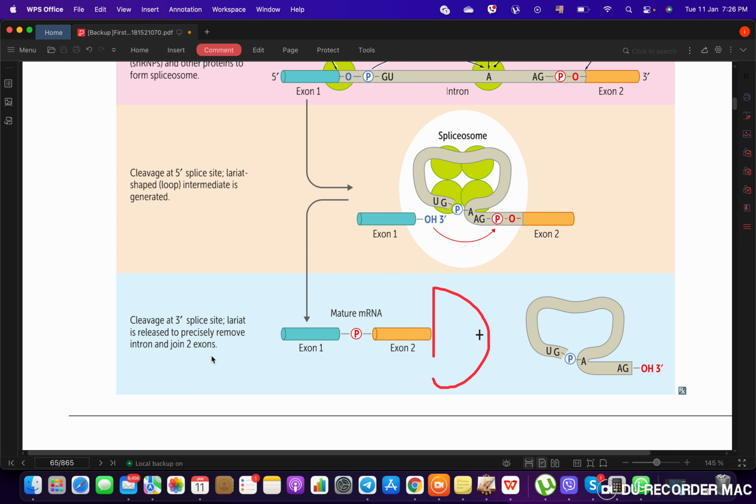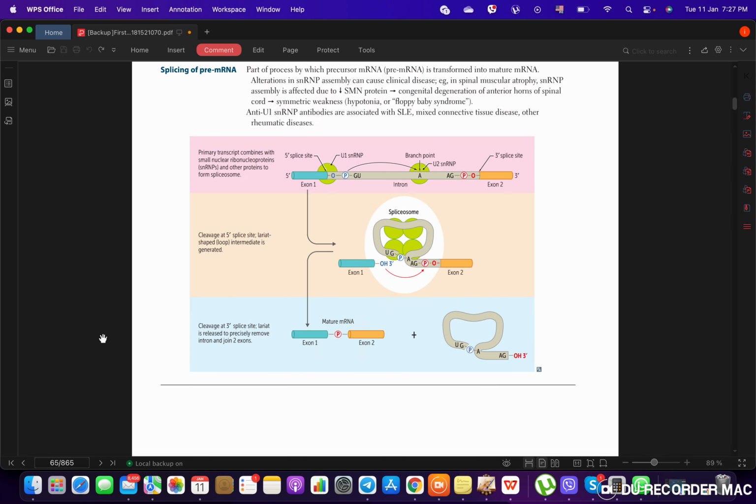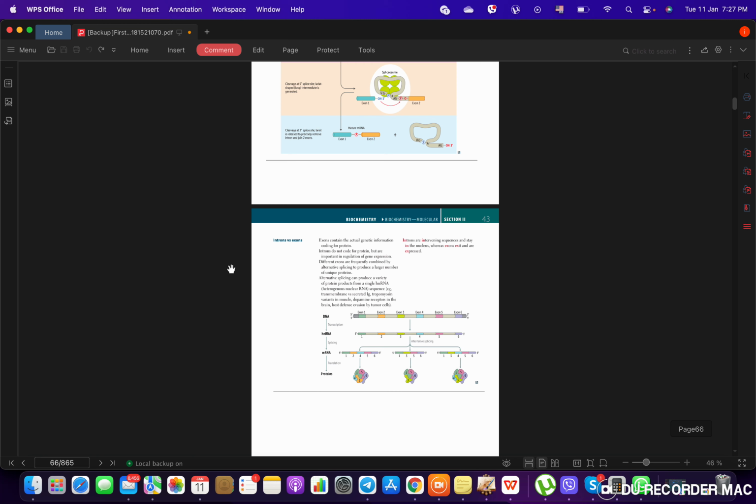We put a cap on them, we put a tail on them, and they are ready to go to which organelle? Which organelle are they ready to go to? Yep, the ribosomes. That's it. So that is the whole process of splicing.